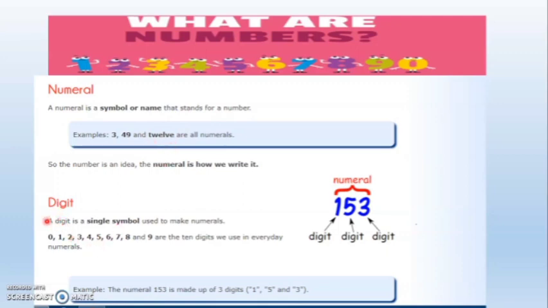Now digit. You already know what is digit. Any number is made up of digits. For example, here one number is there, 153. 153 is made up of 3 digits: 1, 5 and 3. You know all the digits starting from 0 to 9, we have 10 digits.